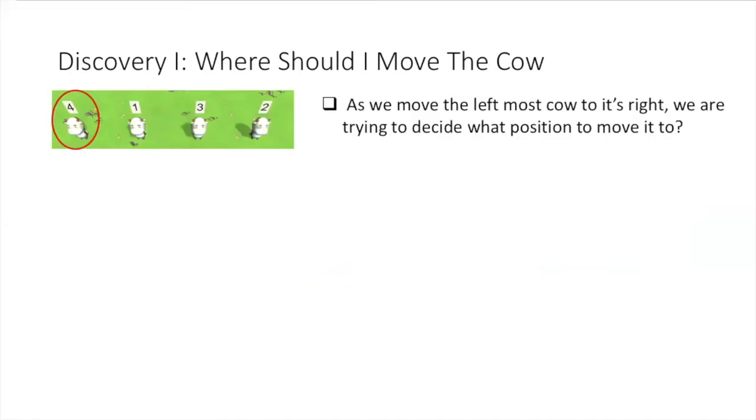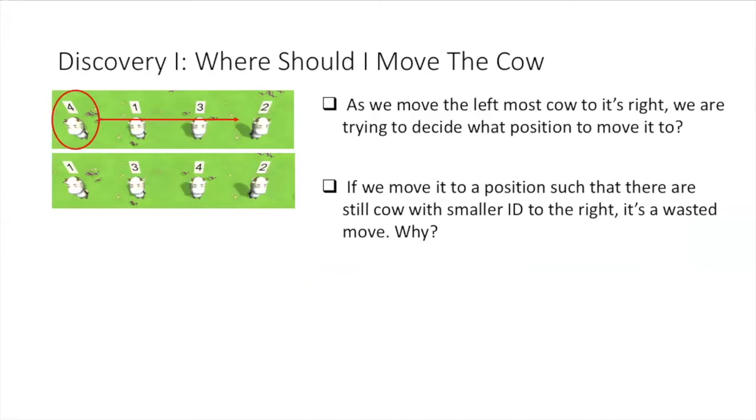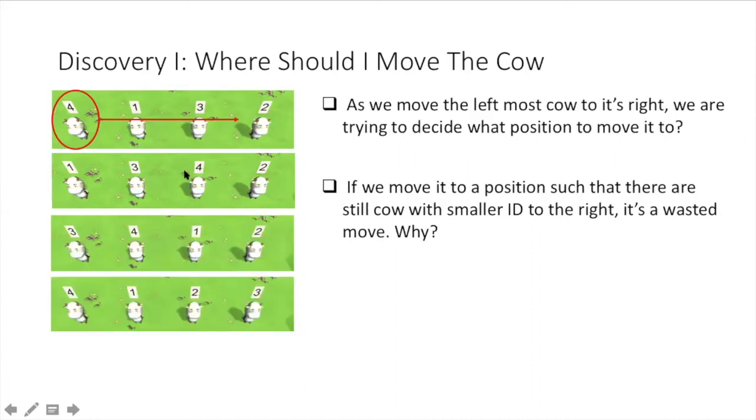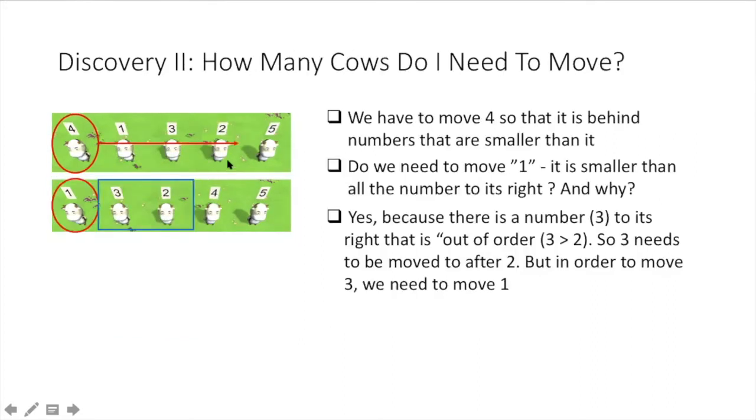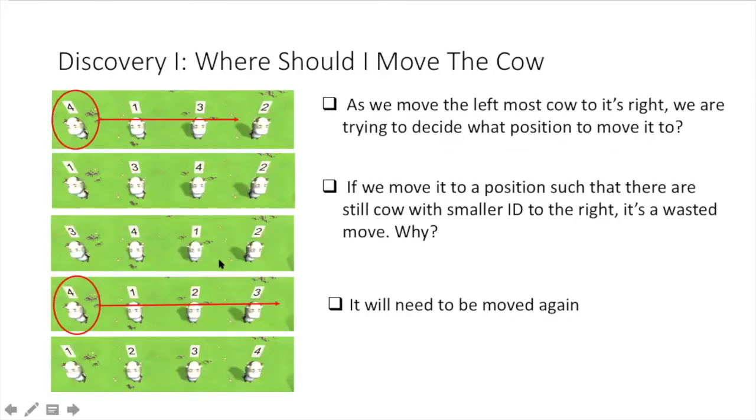Hopefully the student who just gave me the answer has figured it out. So the first discovery, from your answer, we realize this. We try to figure out when we take the first cow, where should we move it. If we move the cow like we did when we made the mistake, to a position like here, where there is still a cow with a smaller number to its right, it's not a good idea. You wasted this move, because then you need to move it again. It's in the wrong position: 4 is larger than 2, so 4 needs to be after the 2.